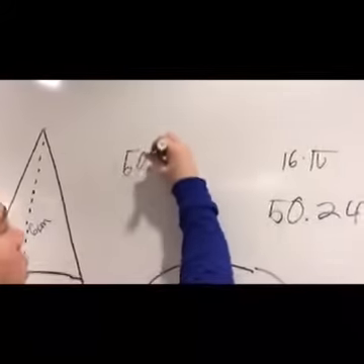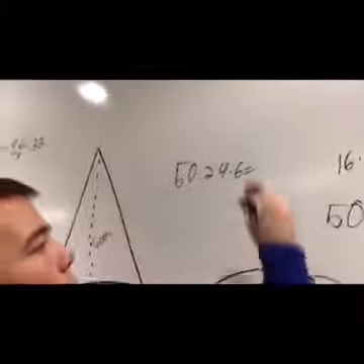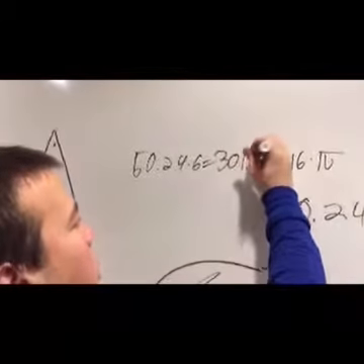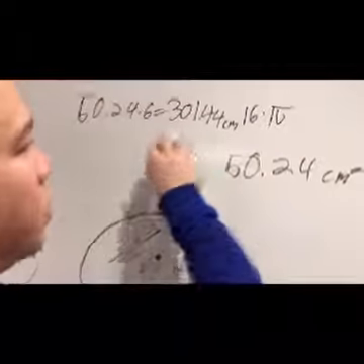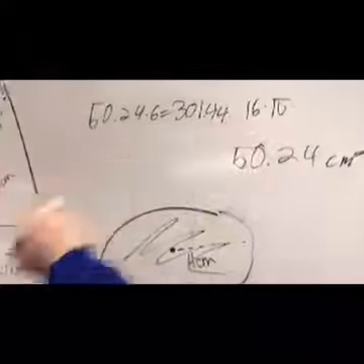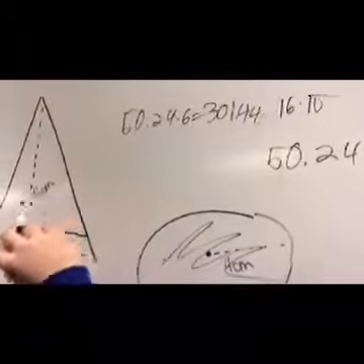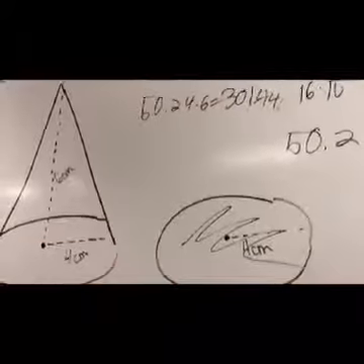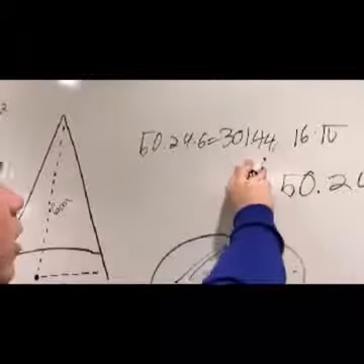So you do 50.24 times 6 equals 301.44 centimeters. We're just going to put centimeters because that isn't the volume yet. We don't know the volume. That's if we were doing a cylinder, then that would be the volume of the cylinder.